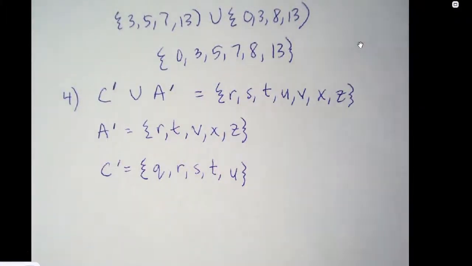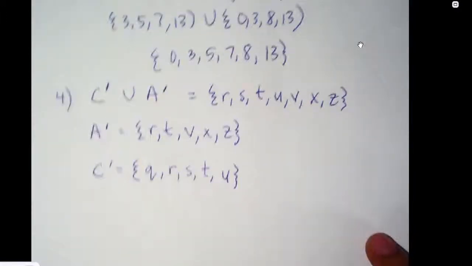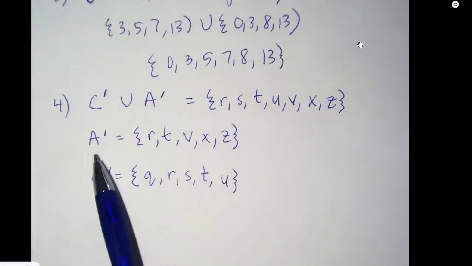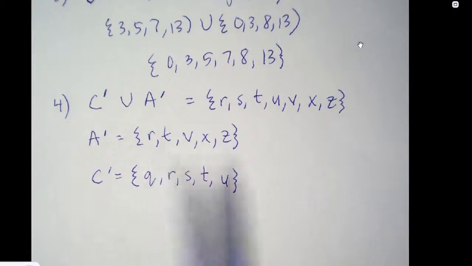Okay, so remember you have the answer key. So we got Q, R, S, T, U, V, X, and Z. We got it correct on number 4. So remember, again, one more time, the complement of a set means the terms that are in the universe, but they are not in the set that's given. So be careful on that.